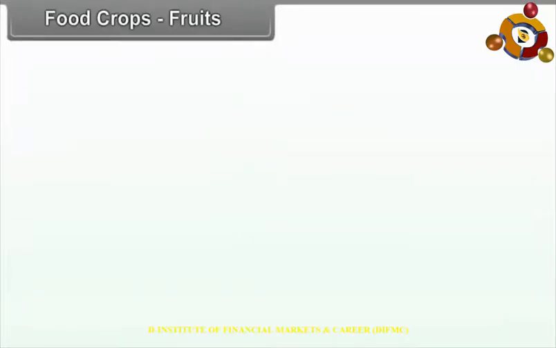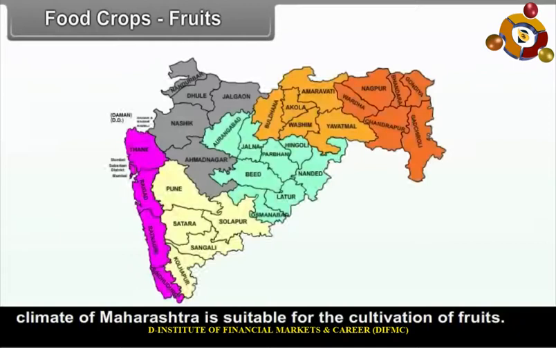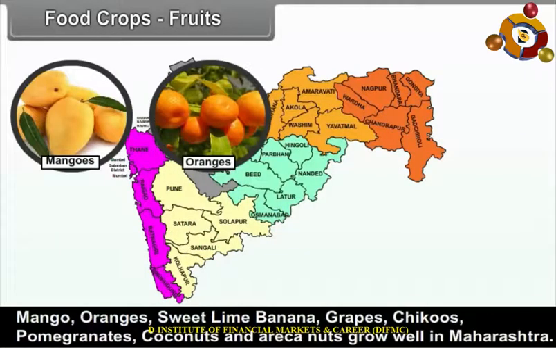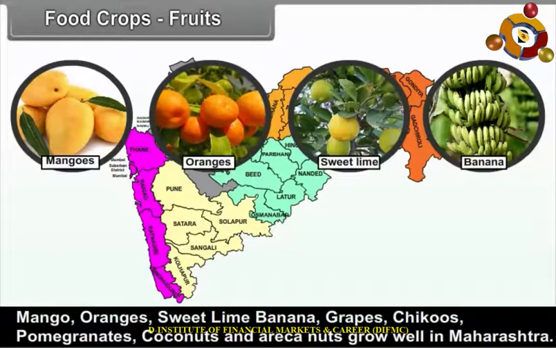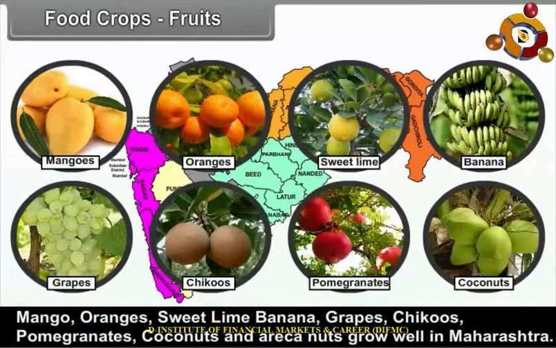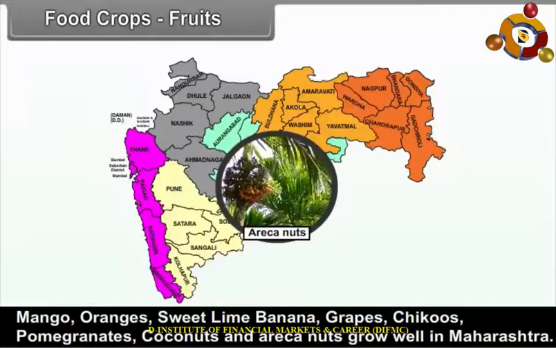Fruits. The climate of Maharashtra is suitable for the cultivation of fruits. Mango, oranges, sweet lime, banana, grapes, chikus, pomegranates, coconuts, and areca nuts grow well in Maharashtra.